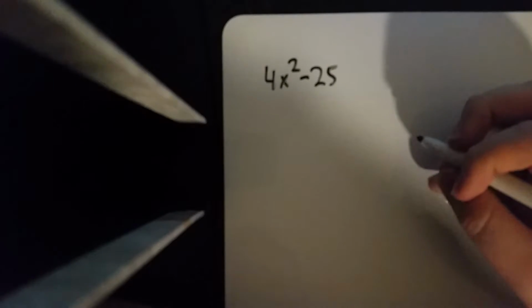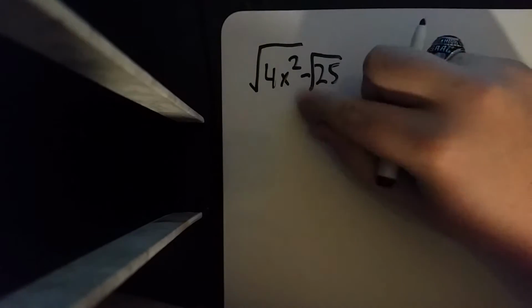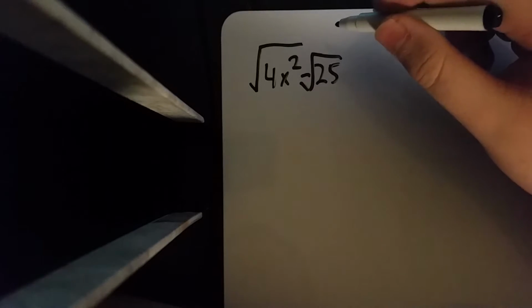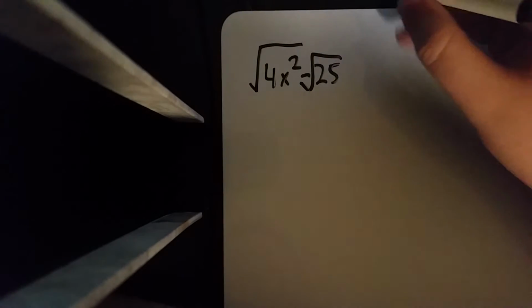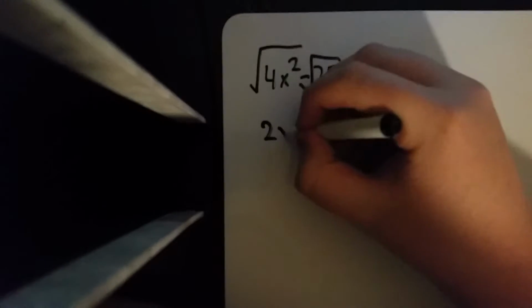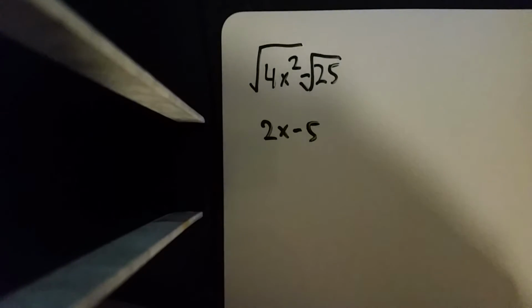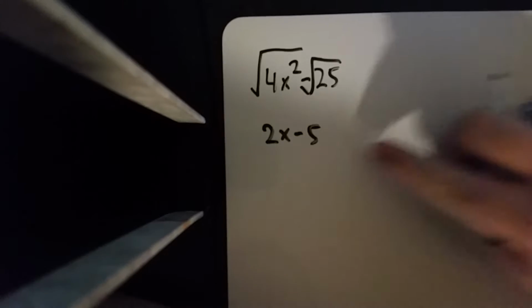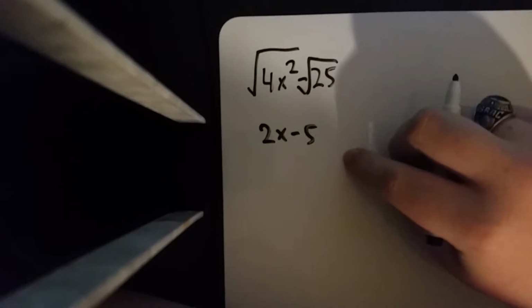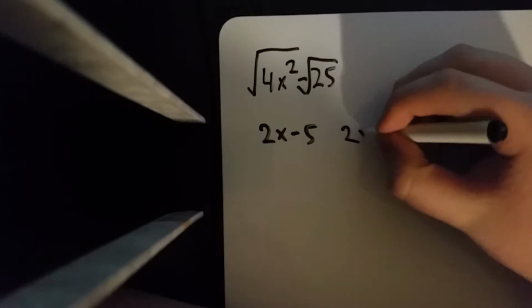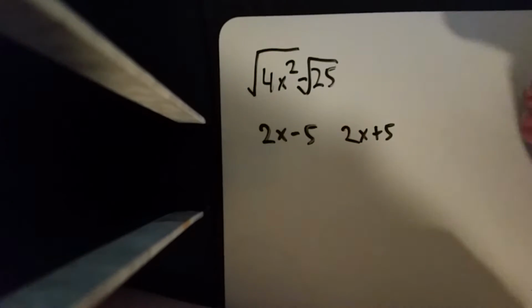When you have a difference of two squares, if you take both sides and put them under a square root, then you can get 2x minus 5. This is one of our factors, and our other factor is 2x plus 5 every time.